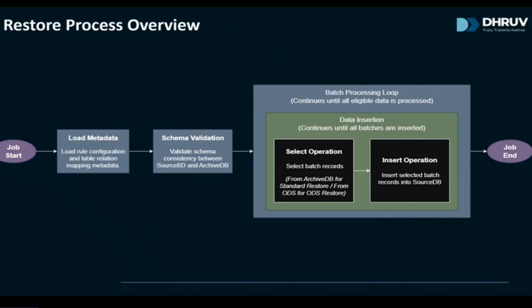EmVault supports two types of restore: standard restore, which restores archived data from the archive database, and ODS restore, which restores purged data using ODS database. The execution flow is similar to archive and purge: metadata loading, schema validation, and batch processing. However, restore has only a single phase: data insertion.